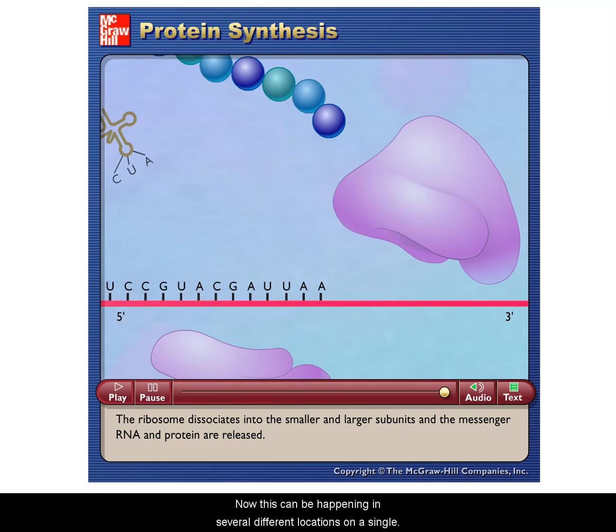Now, this can be happening in several different locations on a single messenger RNA strand. So you can have more than one protein or polypeptide chain forming in different locations on the same messenger RNA strand. So several molecules of proteins can be built with a single messenger RNA strand.